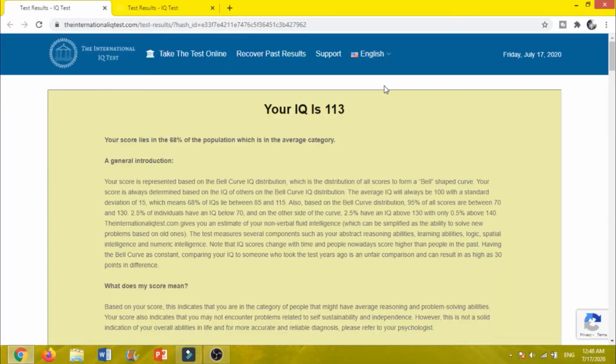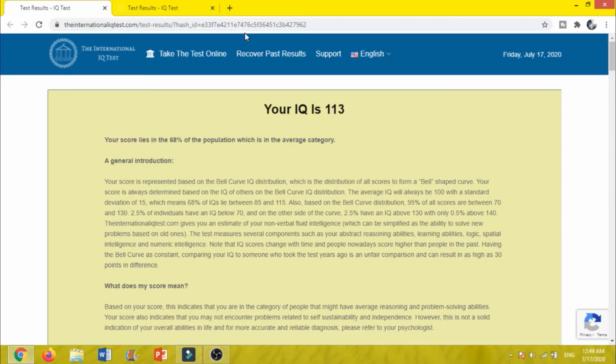Comment down below. This is a report that the International IQ test gives after doing your test and after paying, of course. The first thing that we see here is our IQ score in big bolded letters, so we won't miss it. After that, it informs us where our score lies. Mine lies in the 68% of the population, which is in the average category.